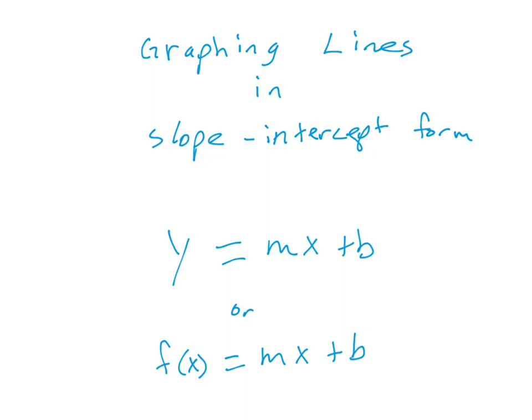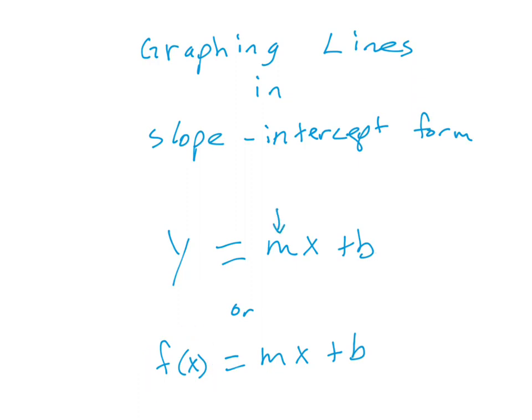Hello, ladies and gentlemen. Time for a little lesson on how to graph lines in slope-intercept form. As a reminder, slope-intercept form is y equals mx plus b, or f of x equals mx plus b. When you see y equals or f of x equals, that means essentially the same thing. This one just happens to be in function notation.